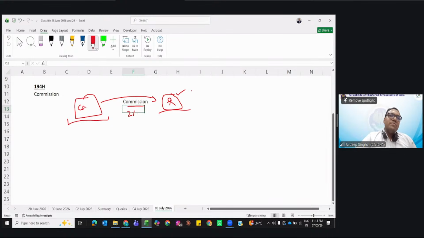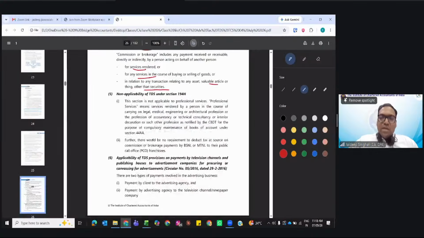The answer is no, because that individual doesn't have turnover of greater than 1 crore or 50 lakhs. But if that individual is doing business, then TDS will be applicable. Clear? And there is no such exemption of personal purpose here. Personal purpose exemption is only in 194C and 194J.